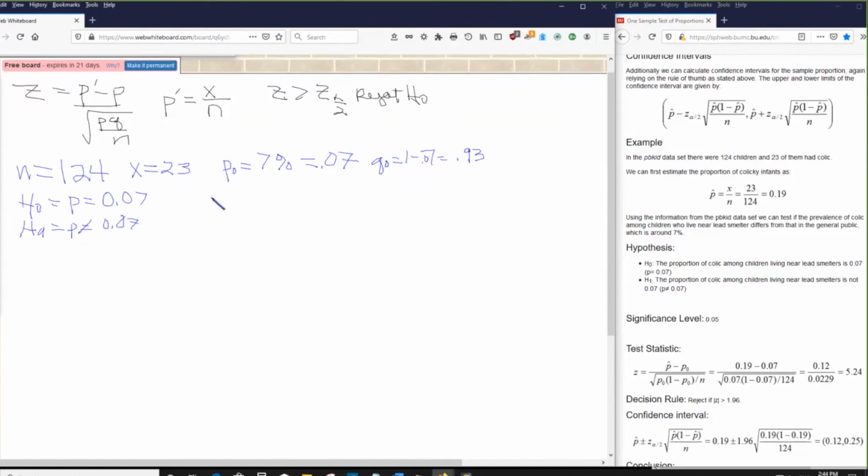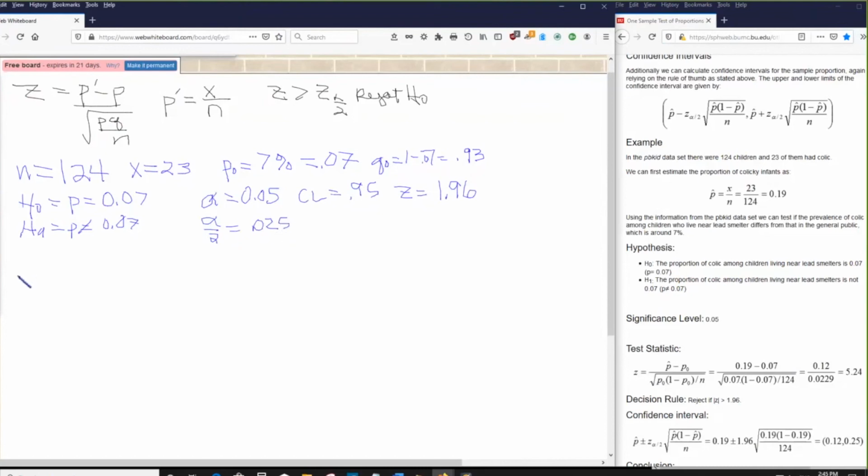We're going to have a significance level of 0.05, which means our confidence level is 0.95. And then from what we've done before, that means we're going to have a z-score of 1.96. And because these are equals, we know it's going to be a two-tailed test. So that means I'm going to want to know my alpha over 2, which is going to be 0.025.